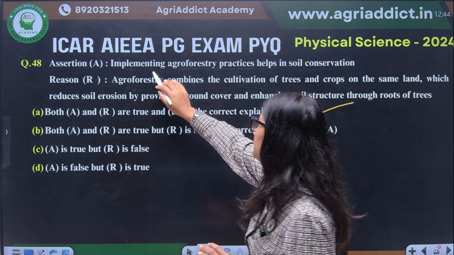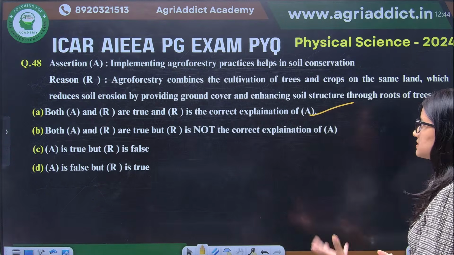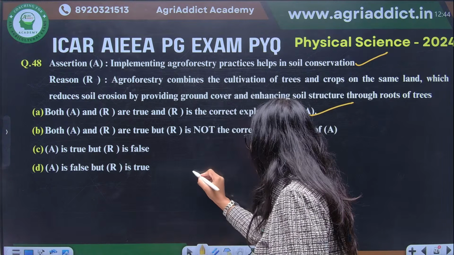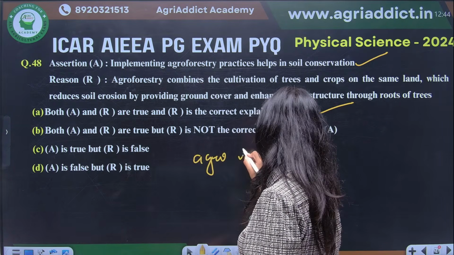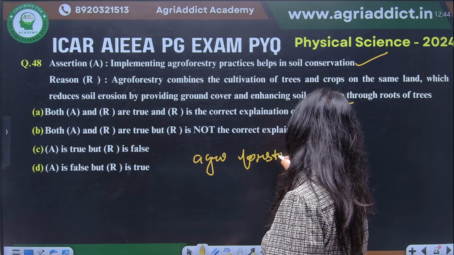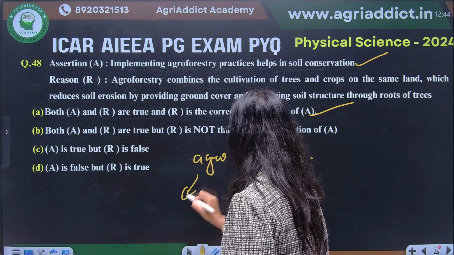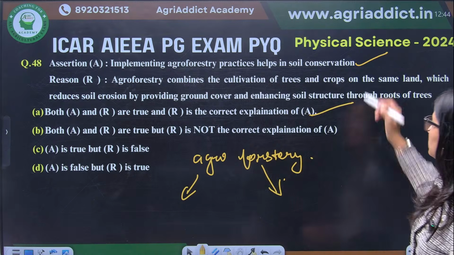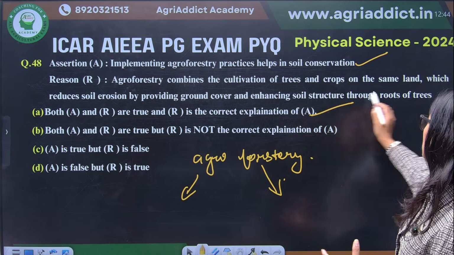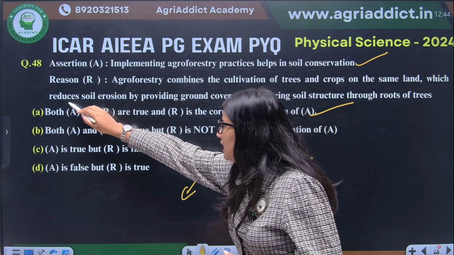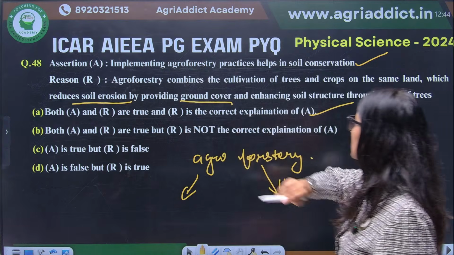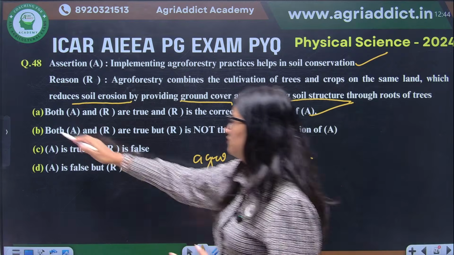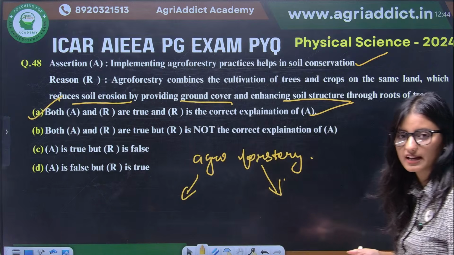This statement, implementing agroforestry practices helps in soil conservation. Agroforestry means cultivating agricultural and forest trees. Okay, so this is correct and also it helps, what is it doing, it reduces soil erosion, gives ground cover and enhances soil structure. Okay, so A will be the answer. Both the statements are correct. Very good.